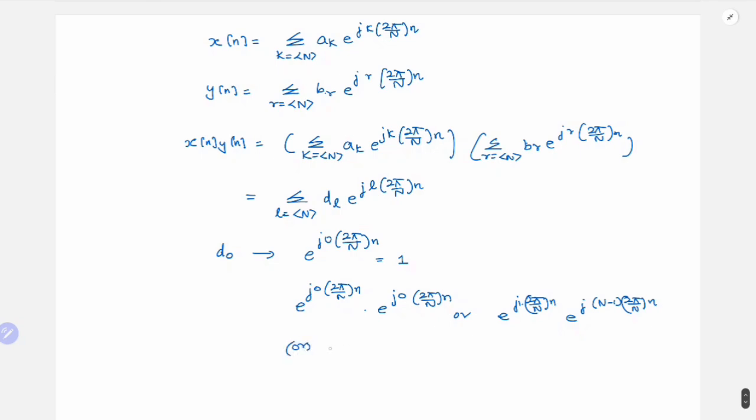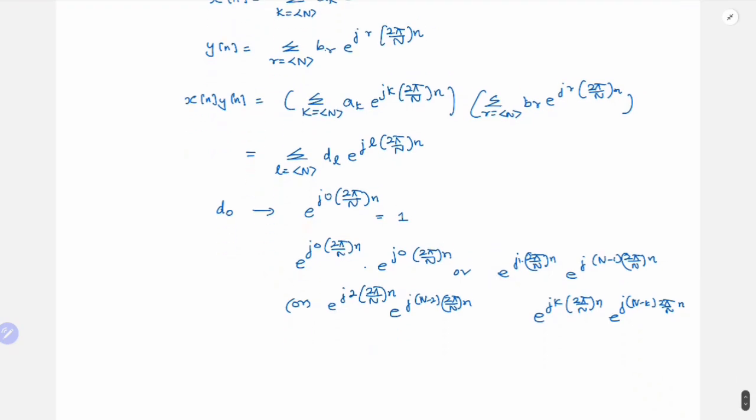Or I should have e power j 2 into 2 pi over N into n, into e power j (N minus 2) into 2 pi over N into n. Or in general I should have e power j k into 2 pi over N into n, and e power j (N minus k) into 2 pi over N into n. So in terms of coefficients, what I'll get? I'll get ak into b(N minus k), right? And b(N minus k), I can also write as ak into b(minus k). This is for d0, right?